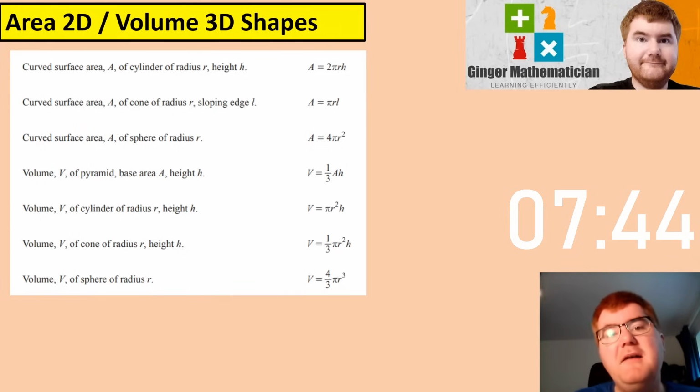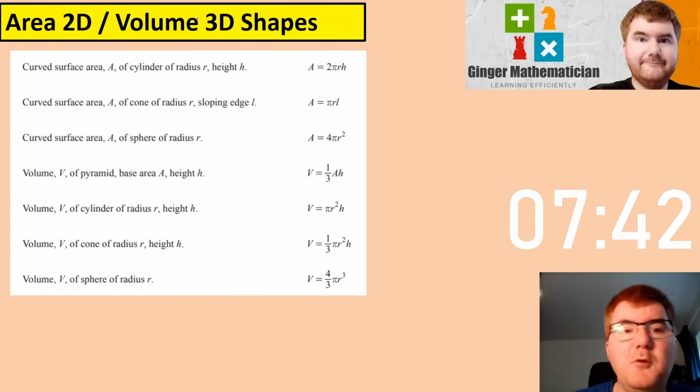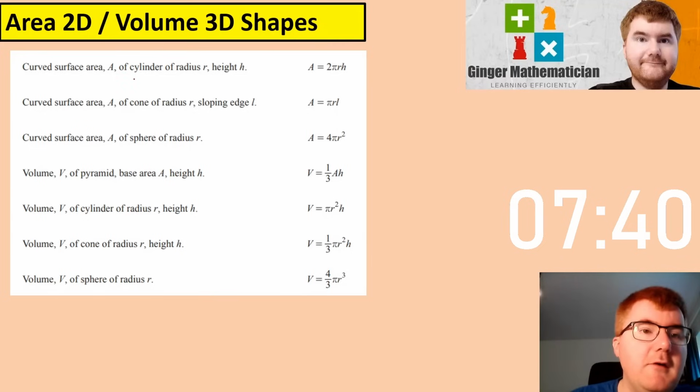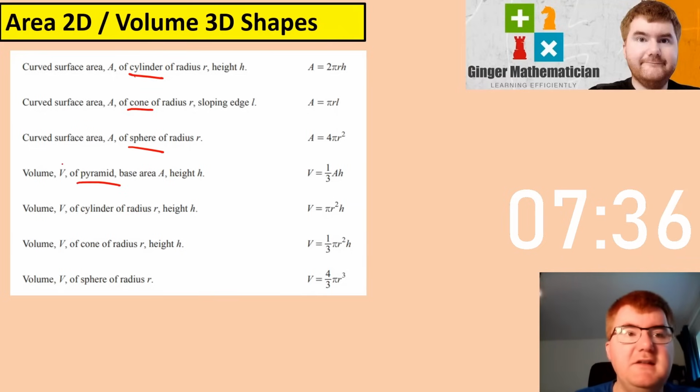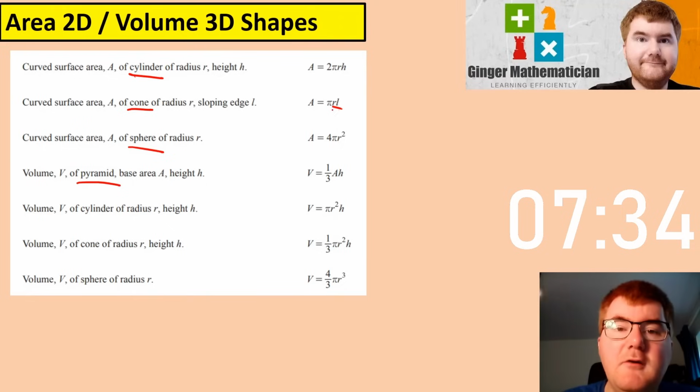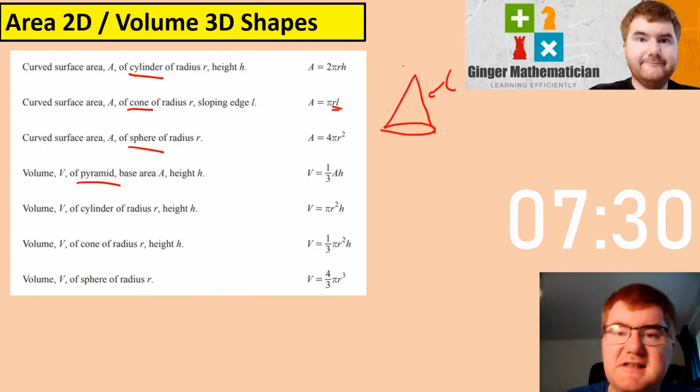Area 2D, volume and 3D shapes. These are the extra formulae you really do need to know for a cylinder, for a cone, a pyramid as well, volumes and the curved surface area. This L, by the way, which is what a lot of students forget, if we draw a cone, this side is L. It's the slanted side going down here.